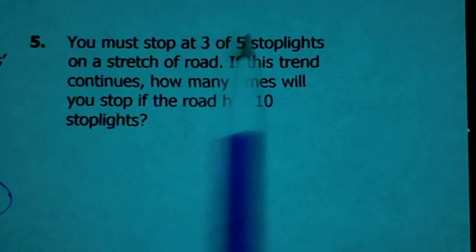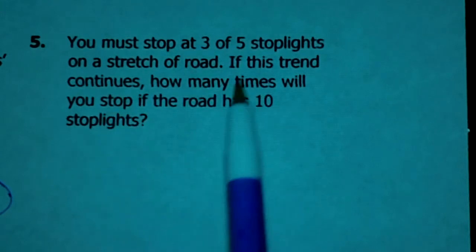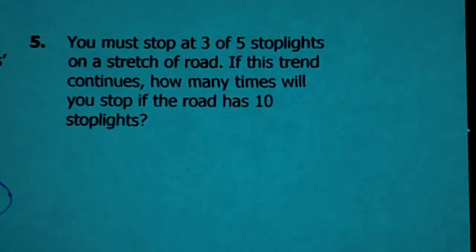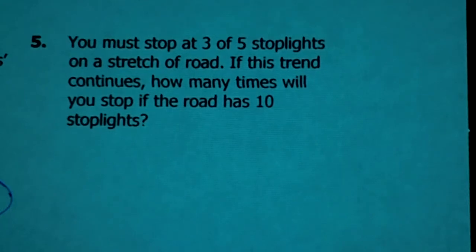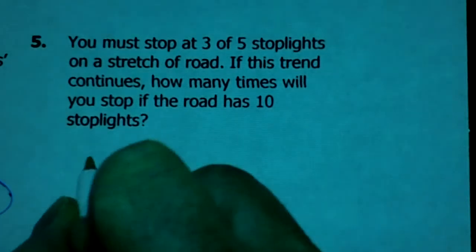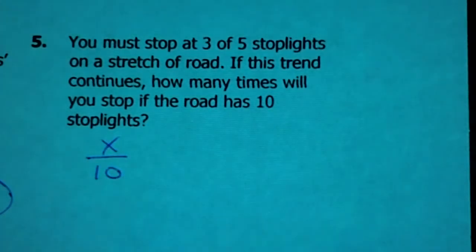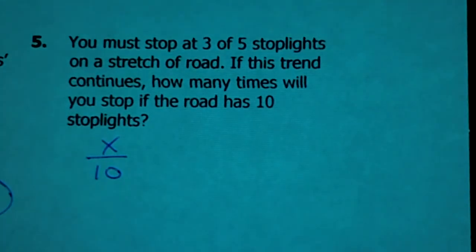All right, so 3 of the 5 lights, you're stopped. If this trend continues, how many times will you stop if the road has 10 stoplights? So you're given something that happened, and you're asked to make a prediction with it. So first off, let's figure out what we're trying to figure out. It says, how many times will you stop if it's out of 10? So I want to know how many times I'm going to stop out of 10. I just put X over 10. This is the number of times out of 10. That's what I'm trying to figure out.